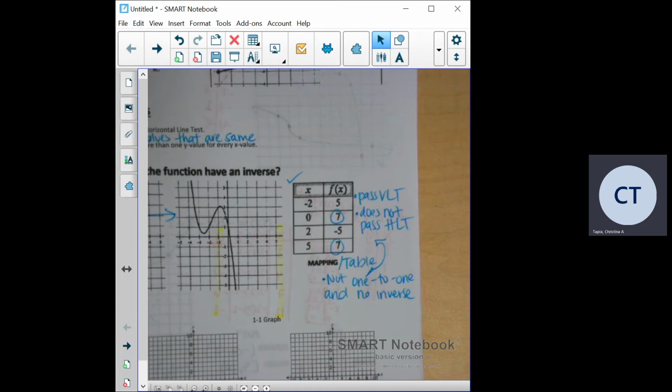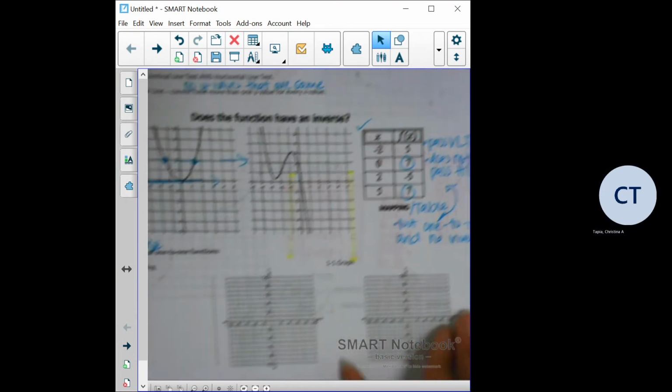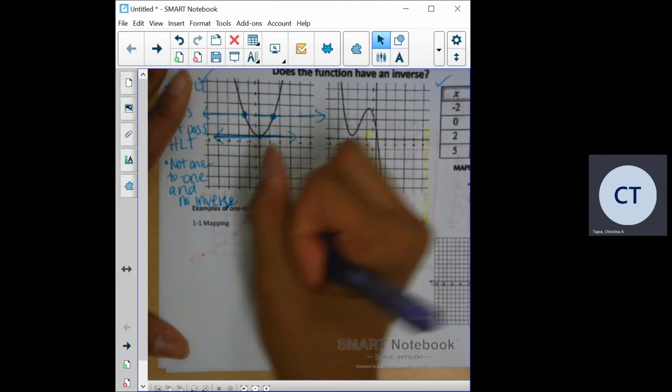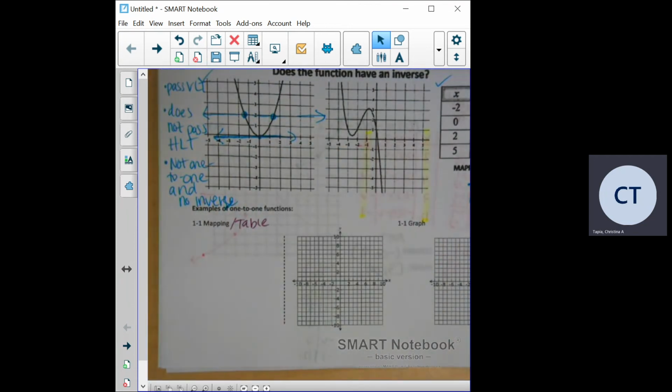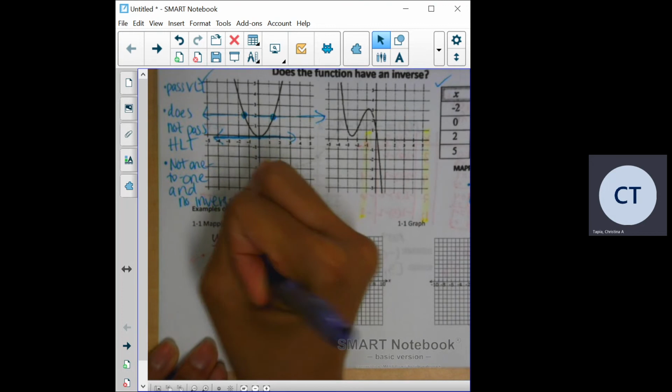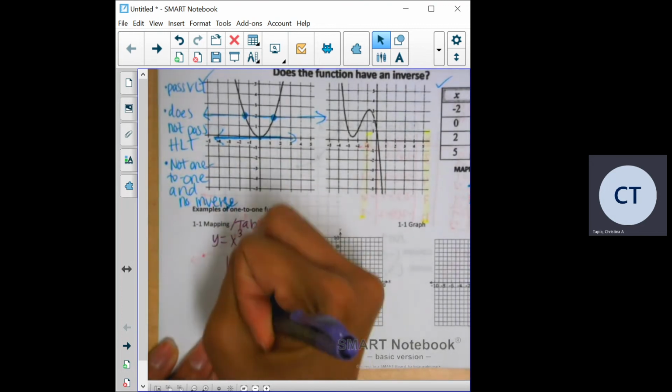So down here at the bottom, it says an example of a mapping. I'm actually going to give you a table because honestly, tables and mappings are almost the same thing. Mappings have bubbles to show arrows going from one number to the next. Tables are just tables. I'm going to look at the table for y equals x cubed. That's a one-to-one function.